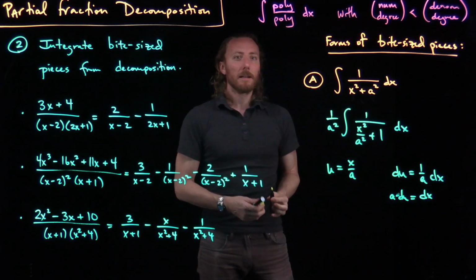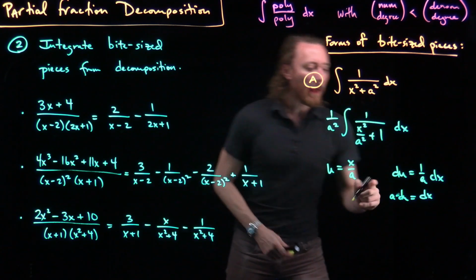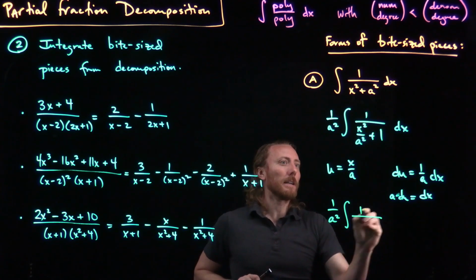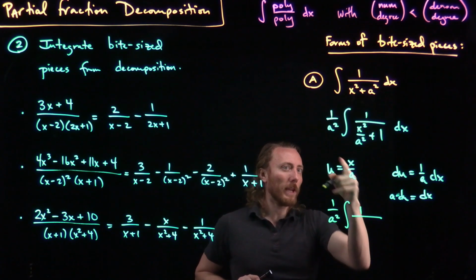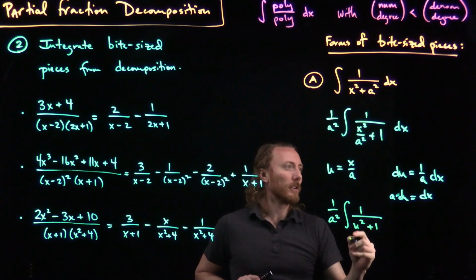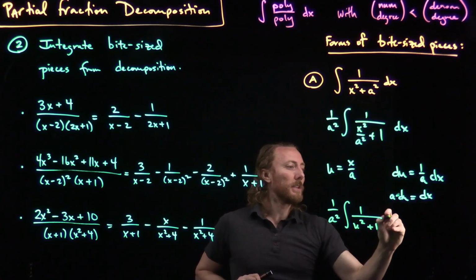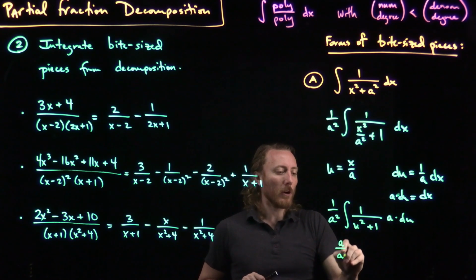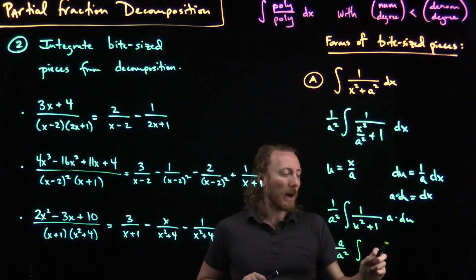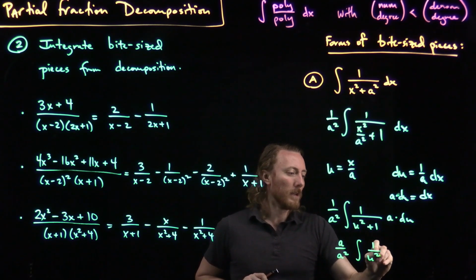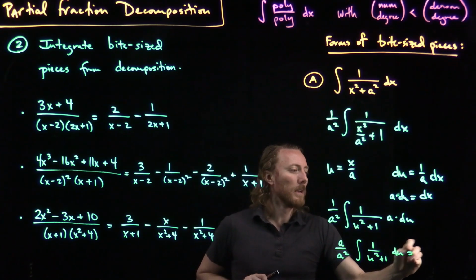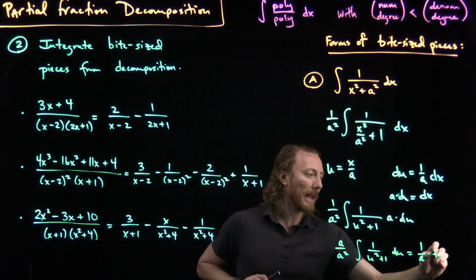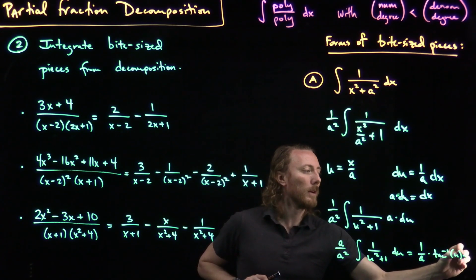So, letting dx be a times du and using this substitution, we'll still have the 1 over a squared on the outside, but inside we'll have 1 over, well, x squared over a squared is just u squared, and here's where the u substitution is coming into play very nicely. The dx is just a times du. If we wanted to factor out the a, we'd get a over a squared, I suppose that's 1 over a. Then the integral would just be 1 over u squared plus 1 du, which put all together, we'd have 1 over a times tan inverse of u plus c.